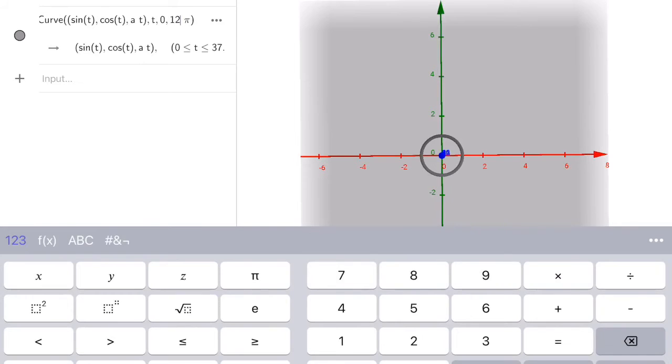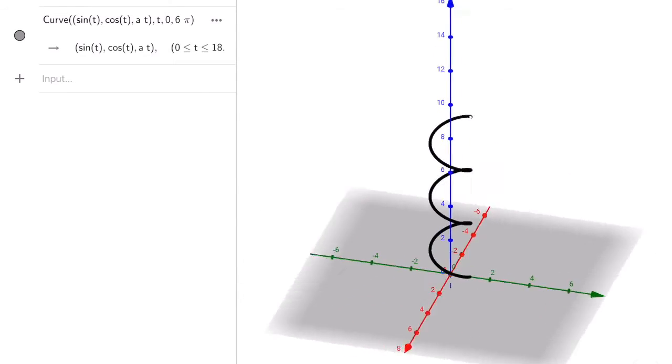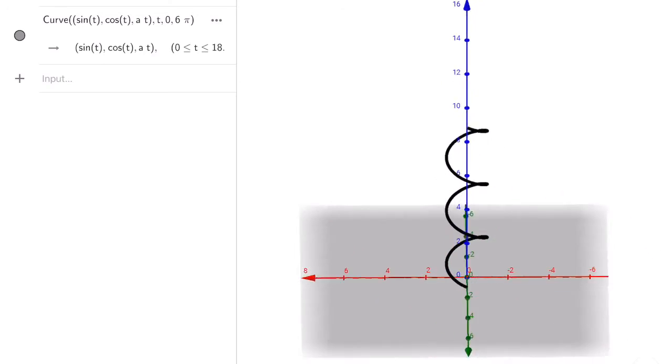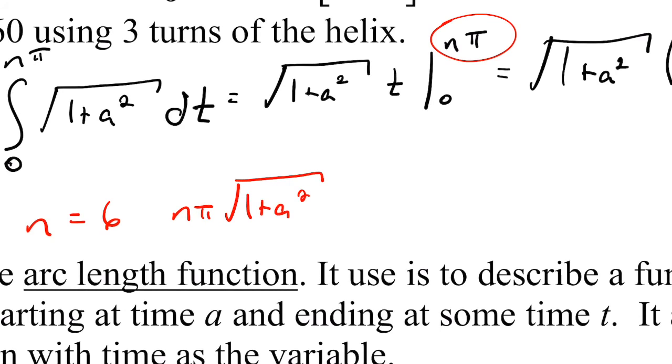Let's change the upper boundary from 12 pi to 6 pi and see if that gives us 3 revolutions. And it does. We can see from this picture that this helix is going around exactly 3 times. We want our upper boundary to be equal to 6 pi, and our upper boundary here is defined by n pi. That means our specific value of n we need is 6. The arc length formula we found earlier was n pi square root of 1 plus a squared. The problem says that we want this arc length to be equal to 60. Substitute our value of n is equal to 6, and then we can solve for a.